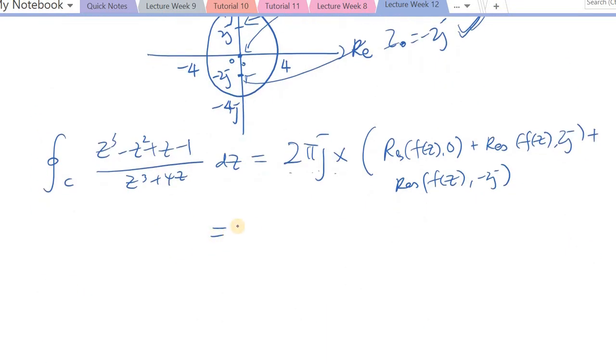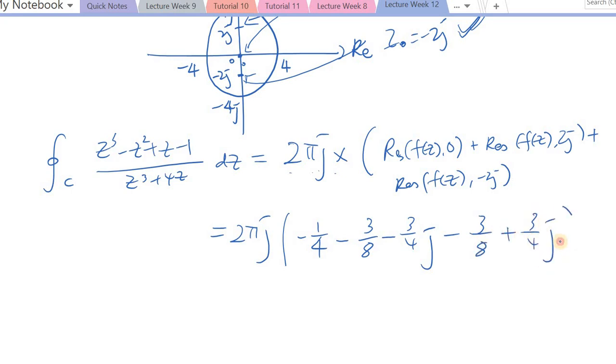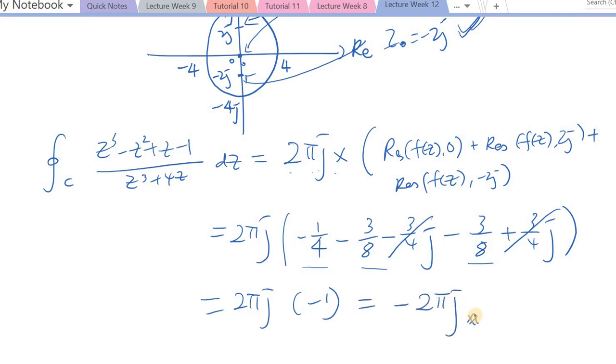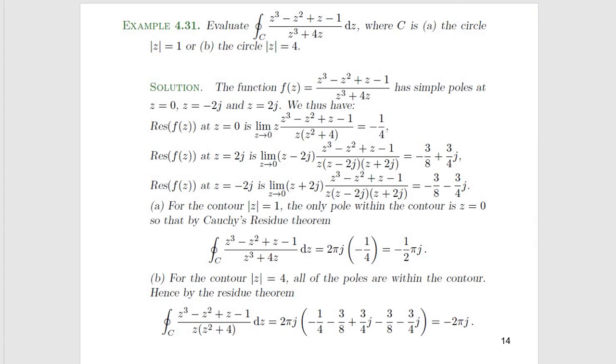So this equals 2 pi j if we add it all together. First one, then we have the second one, negative 3 over 8 plus 3 over 4j. Before you multiply, we can simplify here. This part we can cancel. And then this part, if you add it all together, you get negative 1. So the answer is negative 2 pi j. The working in the notes already shows the solution for this example.